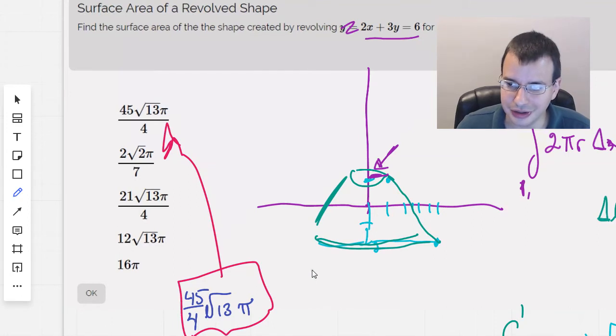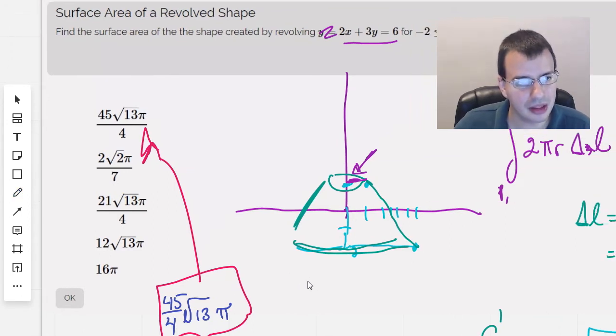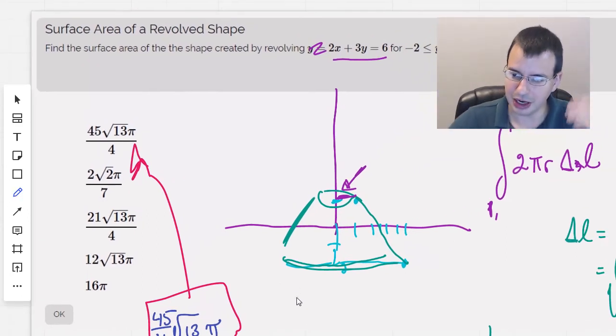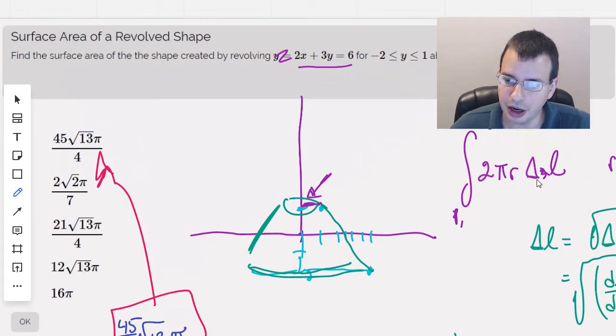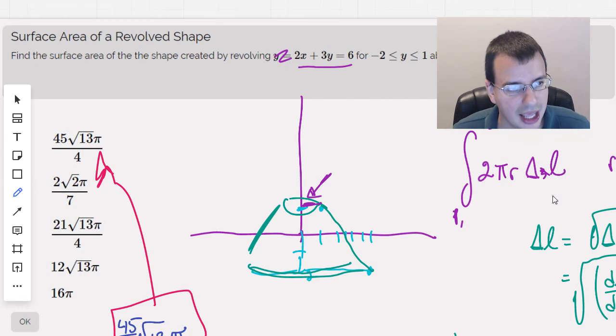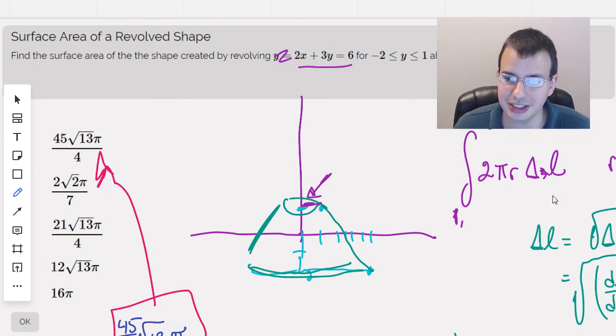That's how we do this one. Not too bad. Backtrack, look at what we did real quick. We had 2 pi r delta L, plugged in the appropriate values, got something kind of like an arc length formula, and algebra and success. So not too bad. We got this problem. See you on the next one.